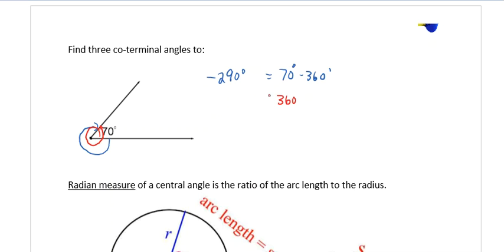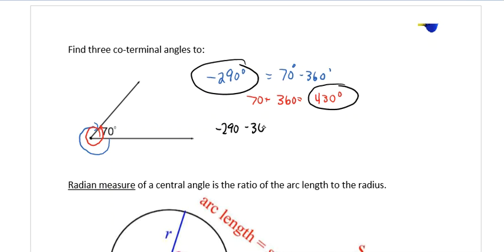So 70 plus 360, which is 430. Okay, so here's one. Here's another. I can find another one by either rotating one full rotation negatively from that negative 290, which would be negative 290 minus 360, or I can do 430 plus 360. Both of those work. I'm going to go with that because of the addition.